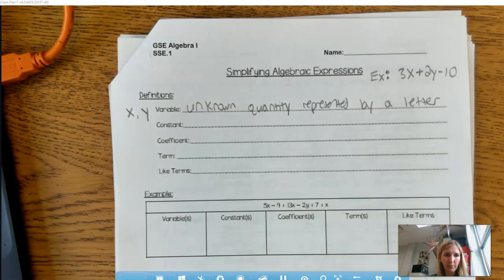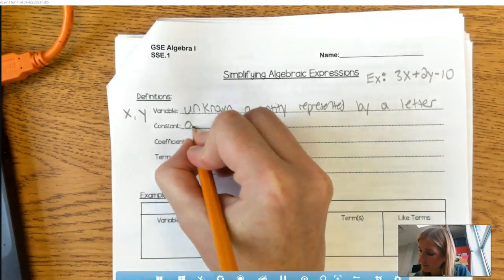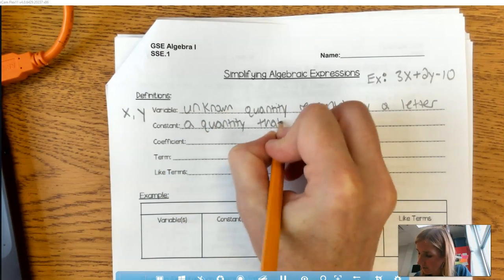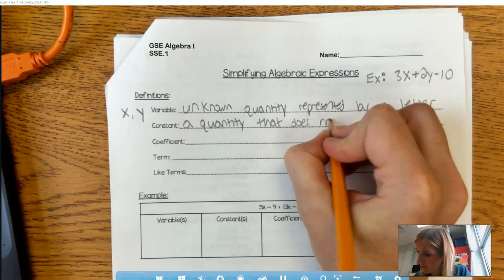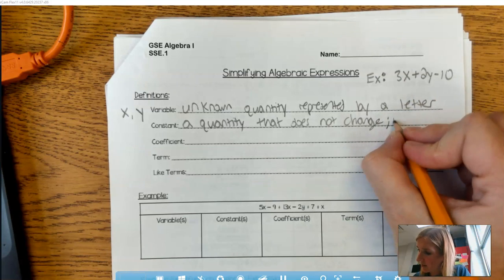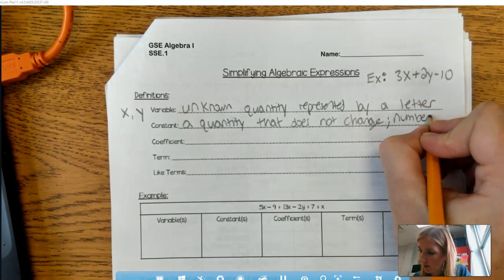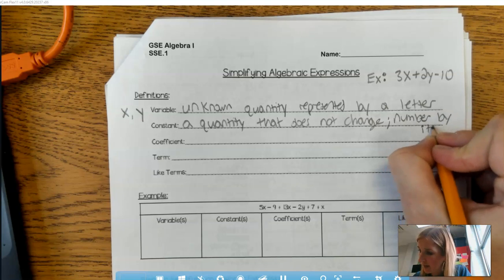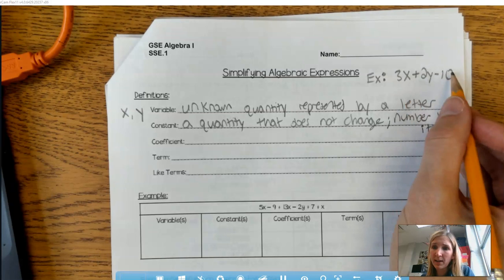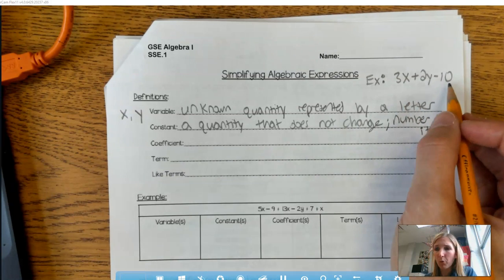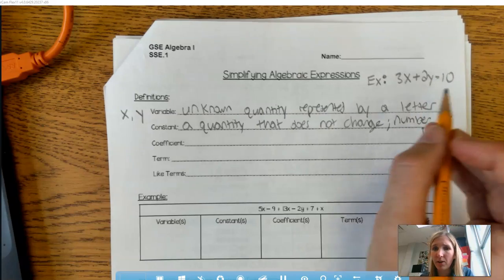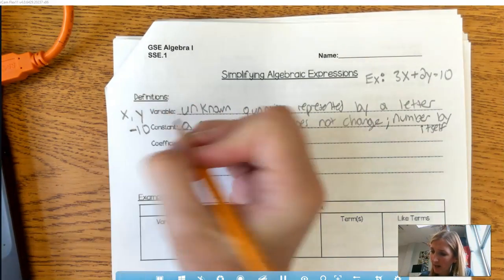All right, next up, constant. A quantity that does not change. So I want you to think number by itself with no letter. Number by itself. All right, so our constant in this situation would be a negative 10. Now I know you're thinking, wait a minute, why is it not a positive 10? Remember, if there's a subtraction sign, it sticks into the number and stays with it. So the constant would be negative 10.